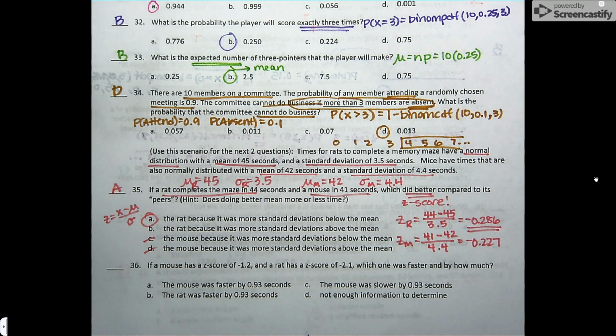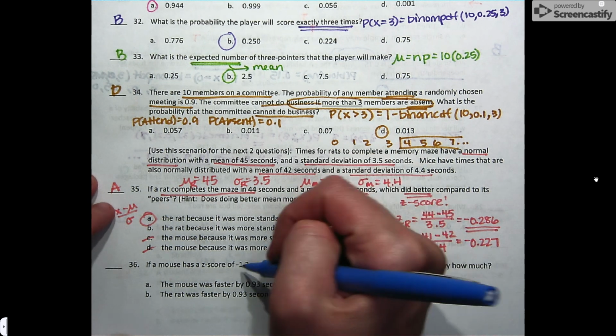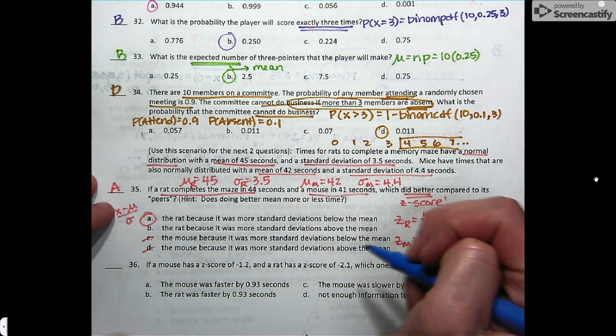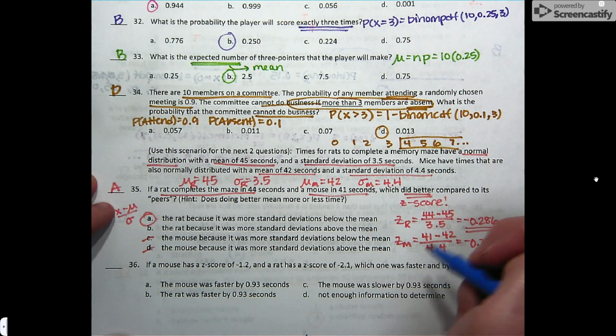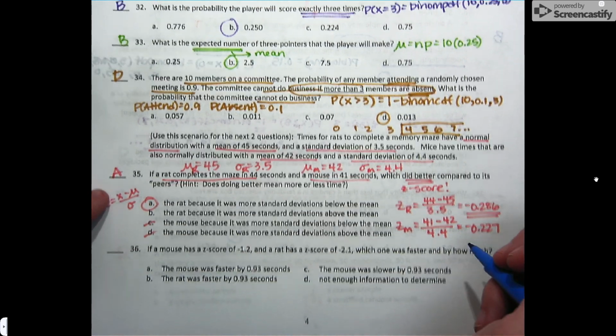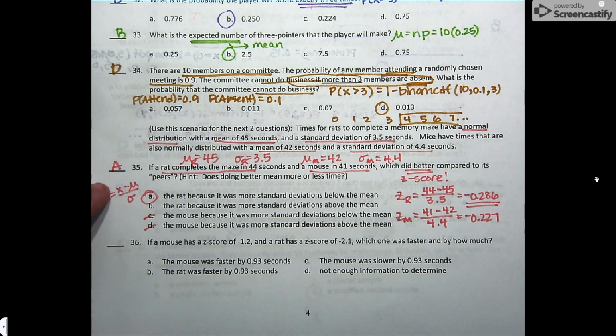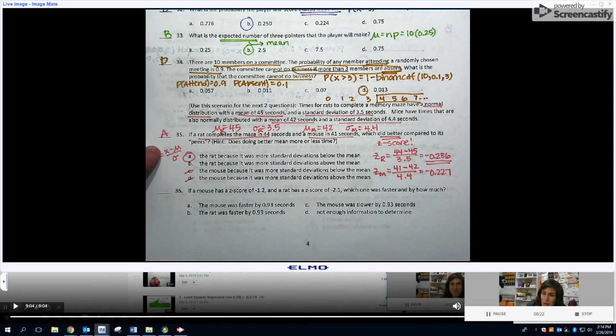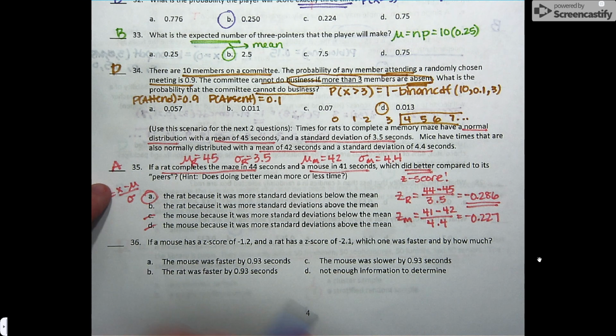And the last one for page 4. So if a mouse has a z-score of negative 1.2 and a rat has a z-score of negative 2.1, which one was faster and by how much? There's a couple ways to do this one. There is a shorter way that I'm going to show you, but I'm going to go ahead and show you the longer way. Checking my time.